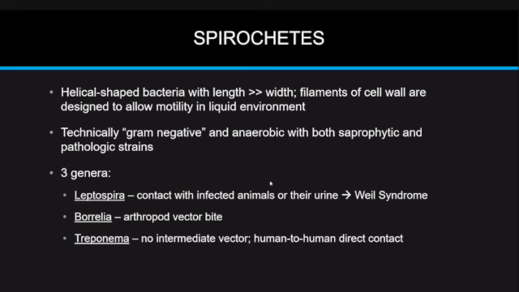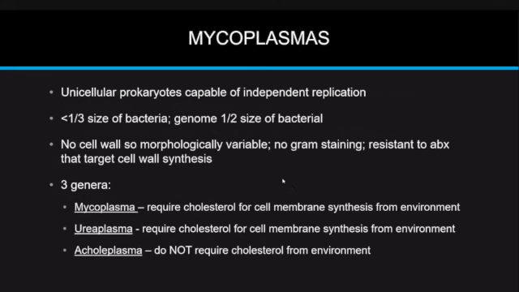Okay. Your mycoplasmas, on the other hand, are very interesting. These are unicellular. They're prokaryotic, so they're not going to have a nucleus and stuff, and ribosomes and all that stuff. But they're capable of independent replication, which a virus is not. Okay. However, they're super small. They're like a third of the size of a normal bacterium. The genome is smaller. They don't have a cell wall, so they can have different shapes. Because of the lack of a cell wall, they don't gram stain.